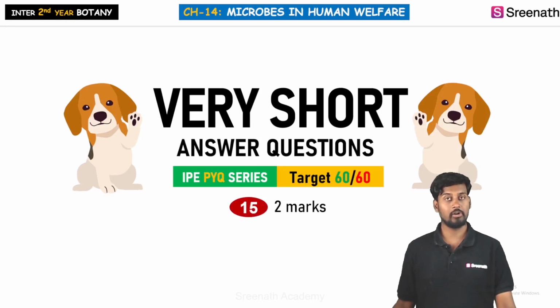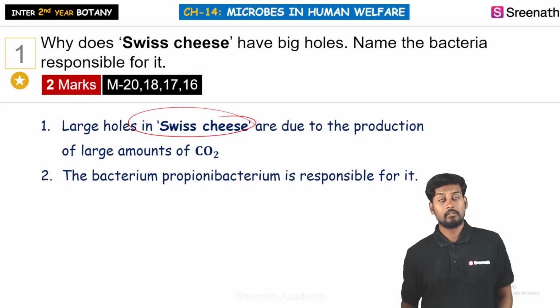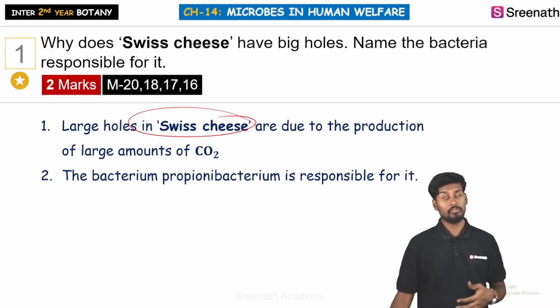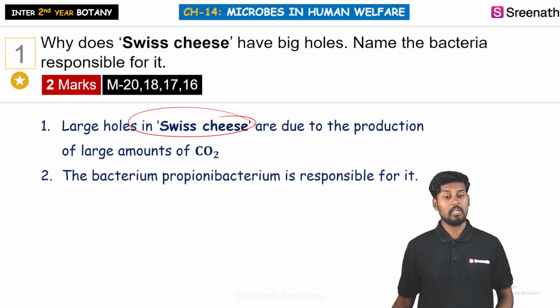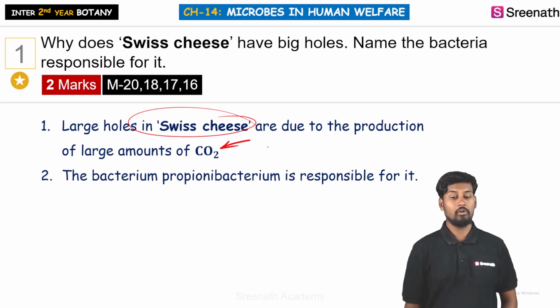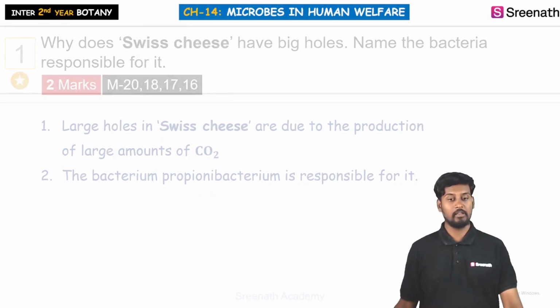So coming to the very short answer questions from this particular unit, here we are going to discuss 15 questions. The holes in the cheese during the production of Swiss cheese are because of the production of a high amount of CO2, and the bacterium responsible for the production of Swiss cheese is Propionibacterium.